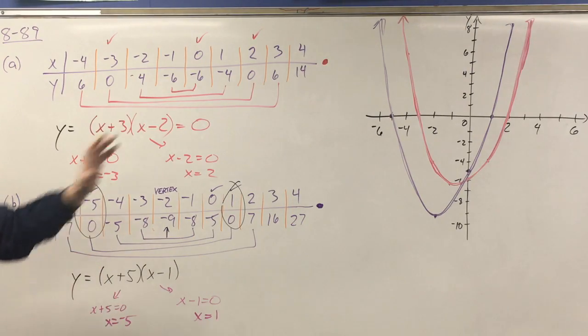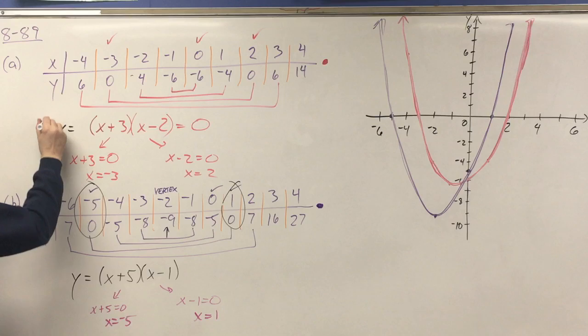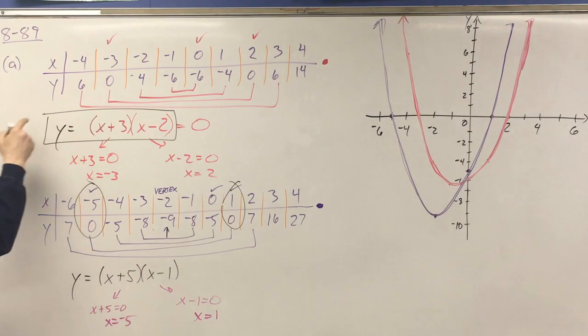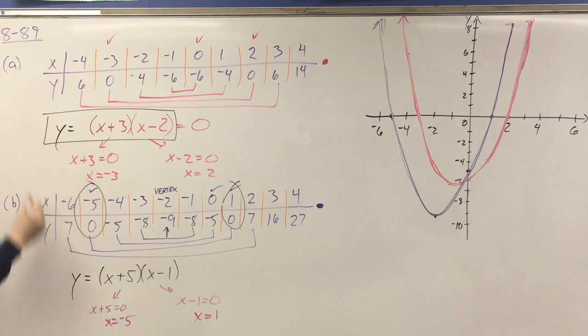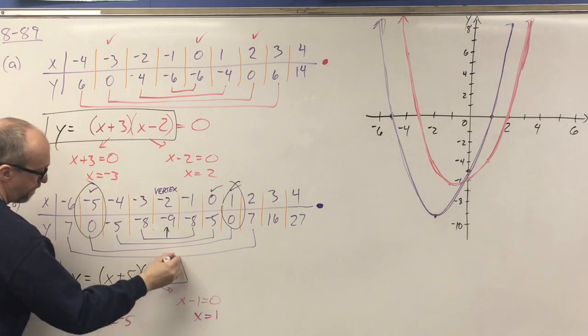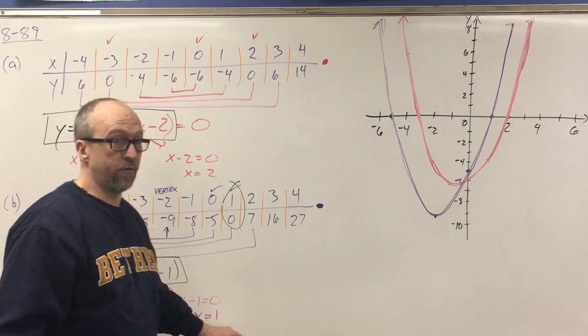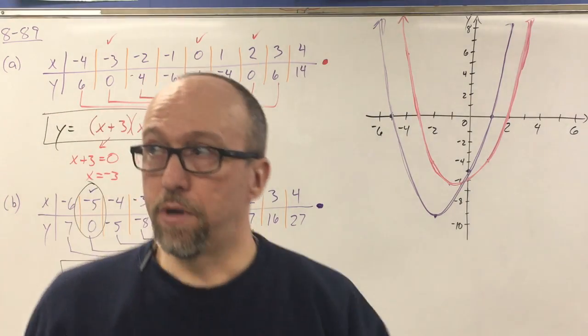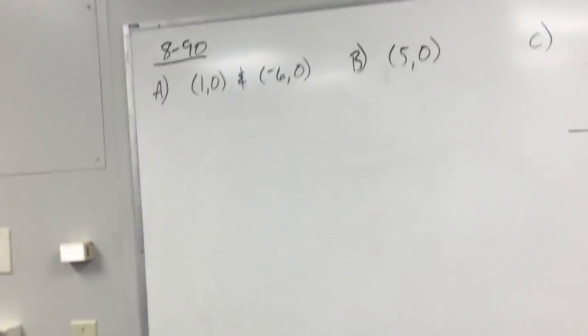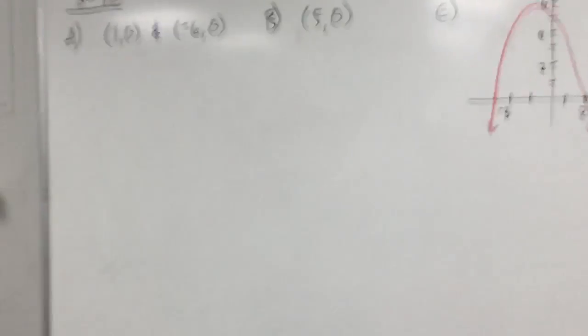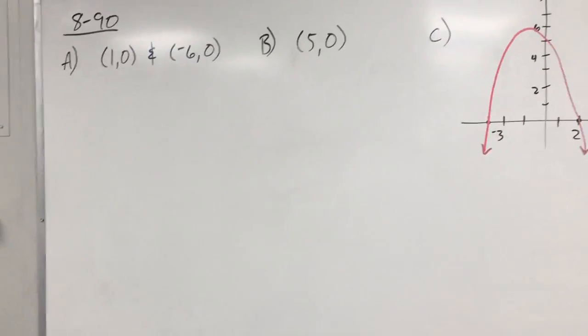This problem though wasn't satisfied with the graph. They wanted the equation. The answer to part A is this equation, and the answer to part B is this equation. We just use Desmos to make sure we have it right. Okay? I want to move on to problem 890. And in problem 890, they give us this stuff.